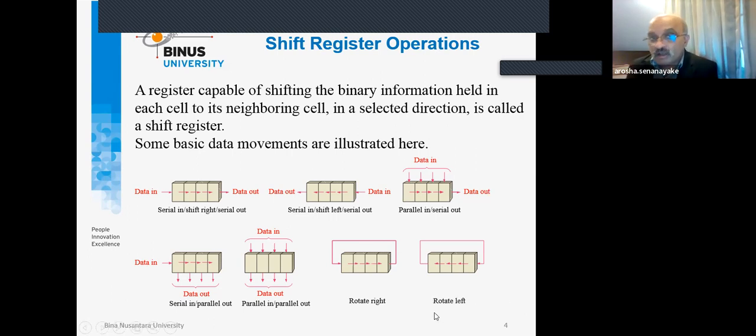So there are many applications when it comes to all this. Actually, if you look at the ALU, arithmetic logic unit, there are many different operations that you can see are carried out using this kind of shifting.